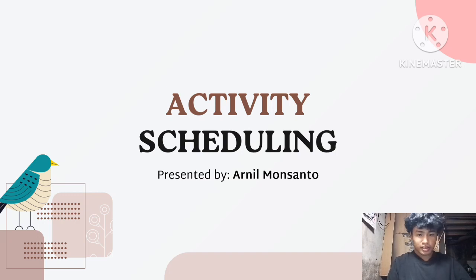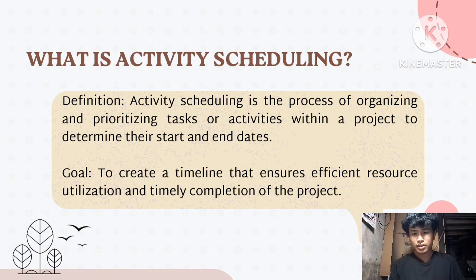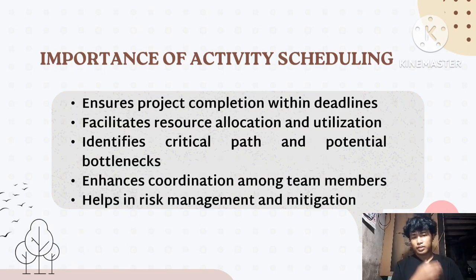So next is activity scheduling. So what is activity scheduling? Activity scheduling is a process of organizing and prioritizing tasks or activities within a project to determine their start and end dates. Goal: to create a timeline that ensures efficient resource utilization and timely completion of the project.